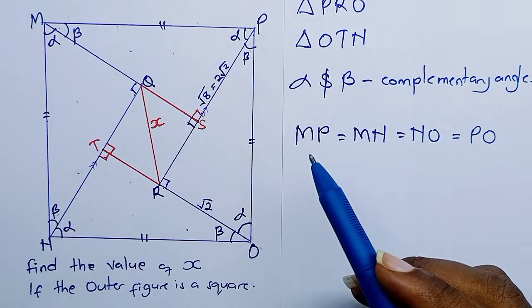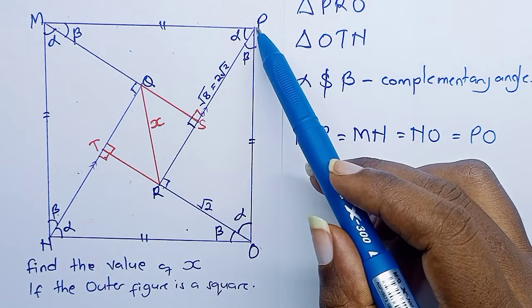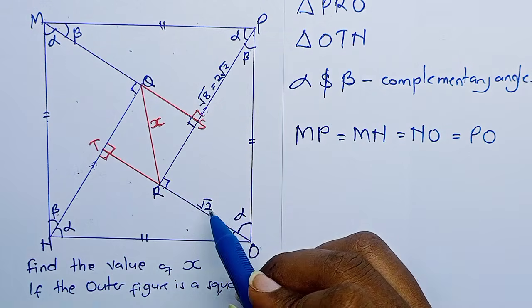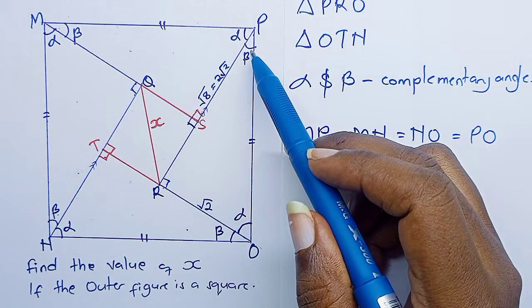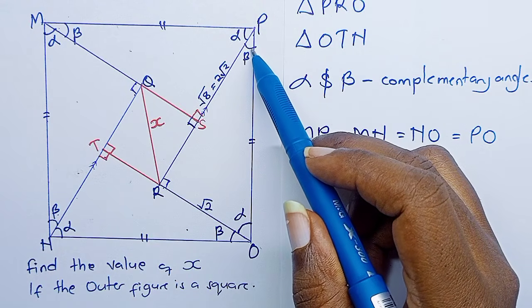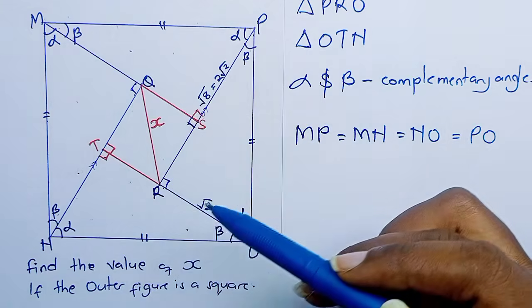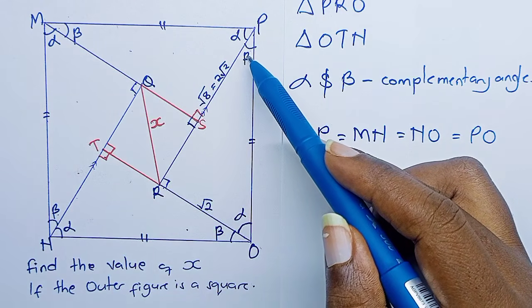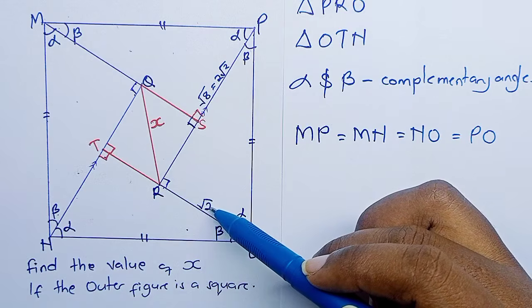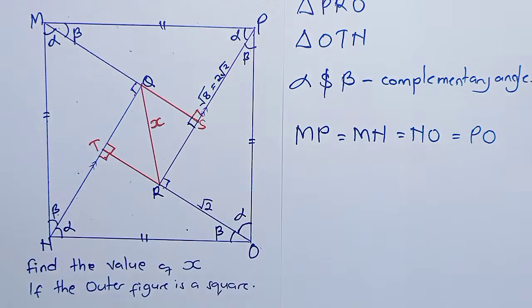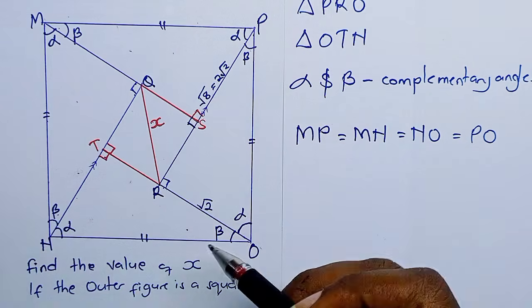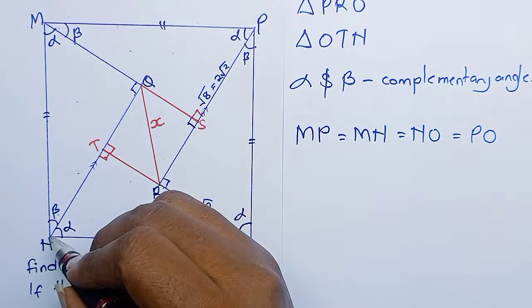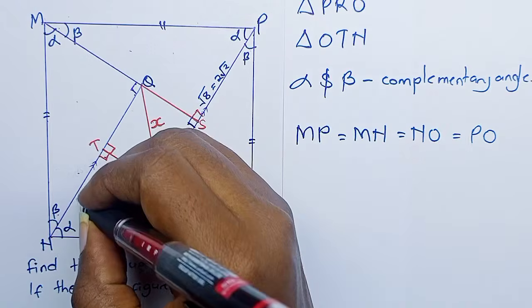Now, since they are congruent triangles, if we look at this triangle PRO, we can see that this side is root 2, and it is the side opposite to angle beta. That implies that in all these congruent triangles, the side opposite to angle beta is root 2. So in this one here, the side opposite to angle beta is this side, so from N to T is root 2.